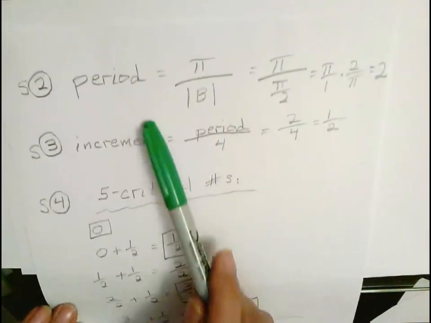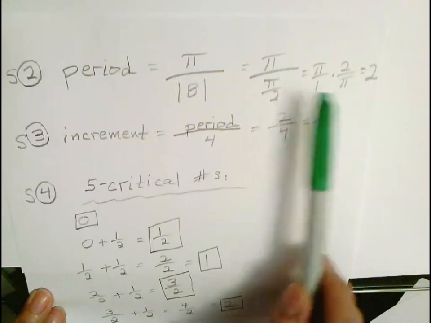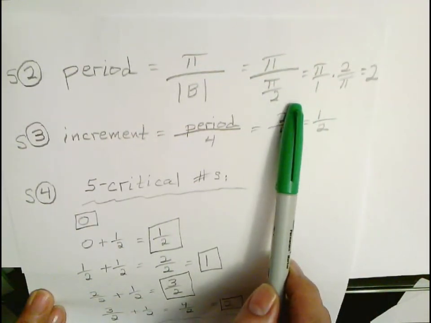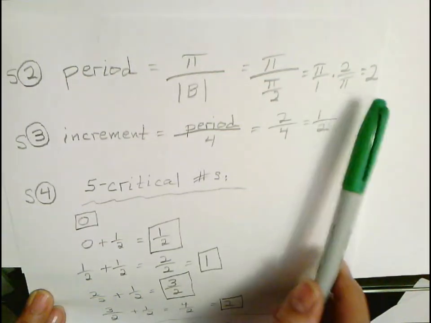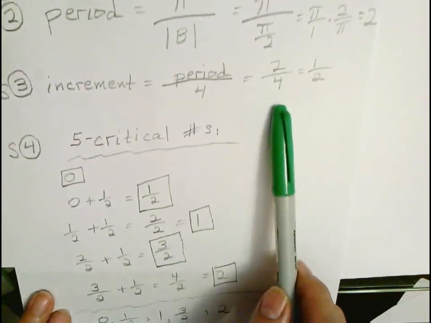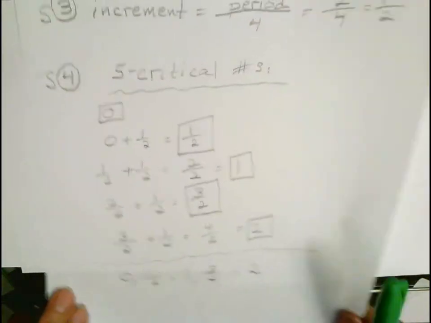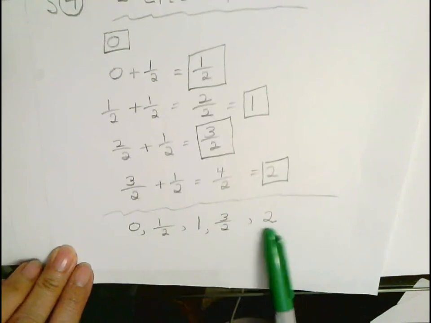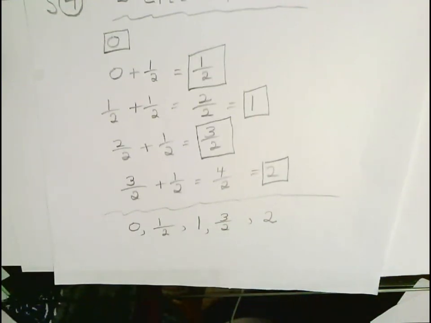Then we're going to have our period, which is 2. Dividing by pi over 2 is the same thing as multiplying by its reciprocal, 2 over pi. The pi's cancel out. The period is 2 divided by 4, which reduces to a half. I find my critical numbers by adding my increment. So these are the 5 critical numbers.